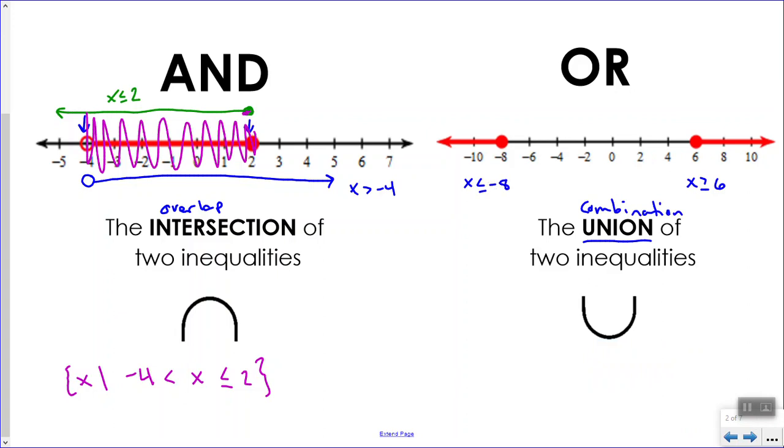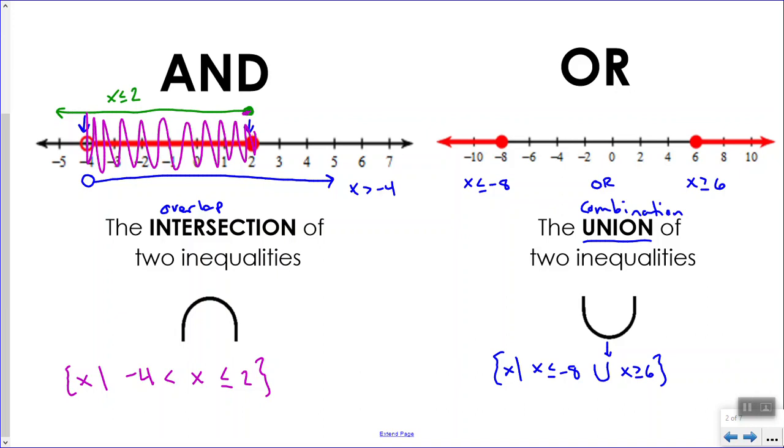To get the union of those two inequalities, we just combine them together on the same number line. So this problem might be given to you as x is less than or equal to -8 or x is greater than or equal to 6. When we write this in set notation, we still take the values of x such that x is less than or equal to -8. We put this union symbol in the middle to show that we're linking the two together, and then we write in our second inequality.